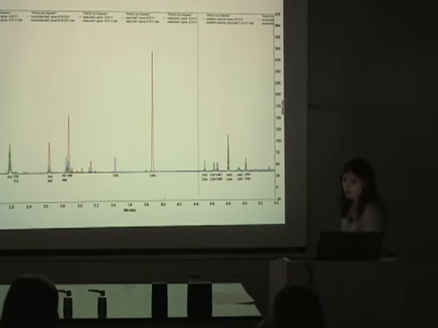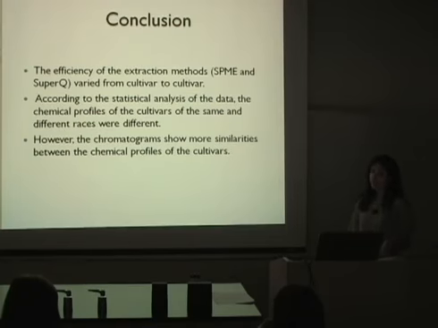So as a conclusion, I could say that the efficiency of the methods of extraction, spinning and Super Q, varied from cultivar to cultivar. We could see in the comparison between the graphs, the comparison between the two methods, how that efficiency varied from cultivar to cultivar, and sometimes from the bark and the leaf of the same cultivar.